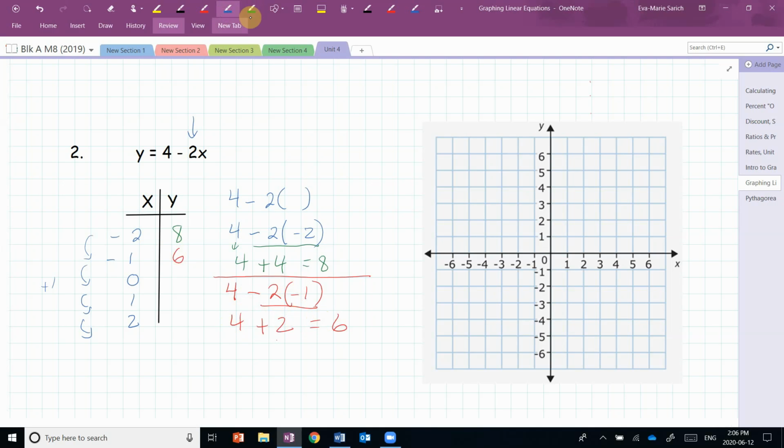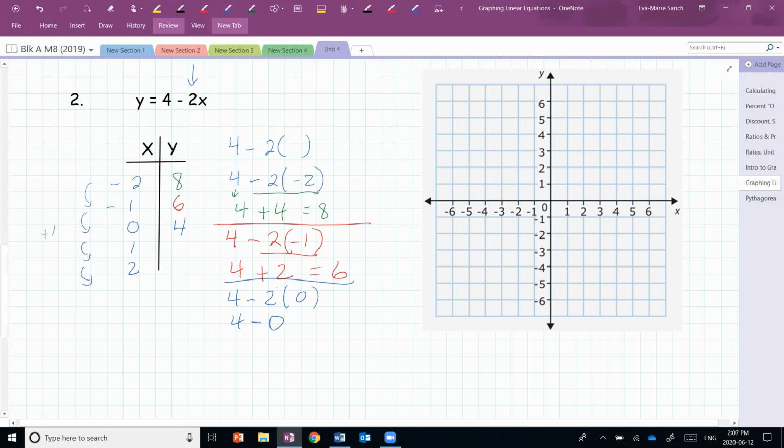Okay, we'll move on to the third value. So again, 4 minus 2, and then we're going to substitute the next number in using a bracket. So 4 minus 2 bracket 0. So now we're going to multiply. -2 times 0 is just 0, and 4 minus 0 is just 4. So our next number is 4.